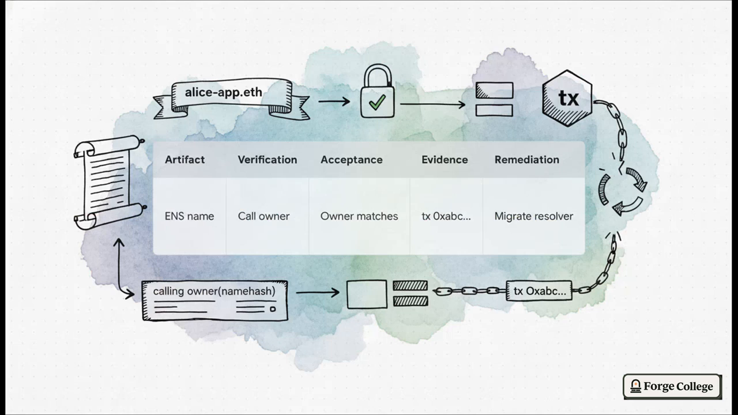Take a look at how explicit this minimal per-artifact structure is. We pair the artifact, in this case, aliceapp.eth, with its exact verification method, calling the owner. We clearly state the acceptance criteria. The owner must equal the expected address. We link the transaction hash as evidence. And crucially, we have our remediation plan ready to go. If it fails, migrate the resolver. Zero ambiguity. It's literally foolproof.